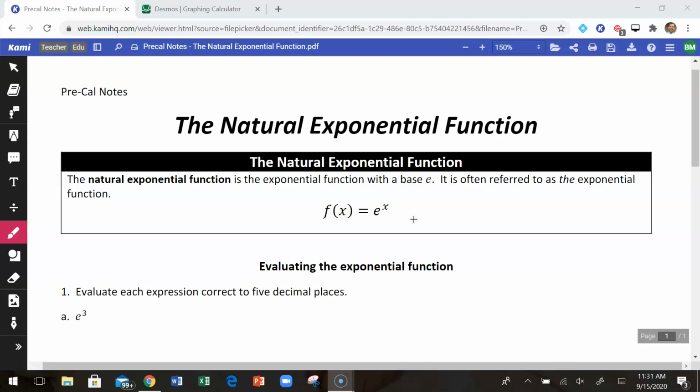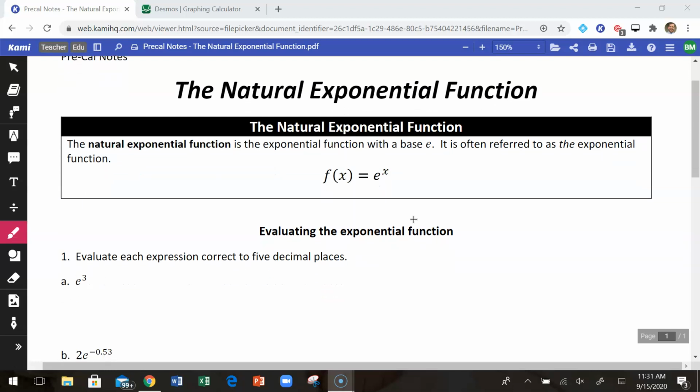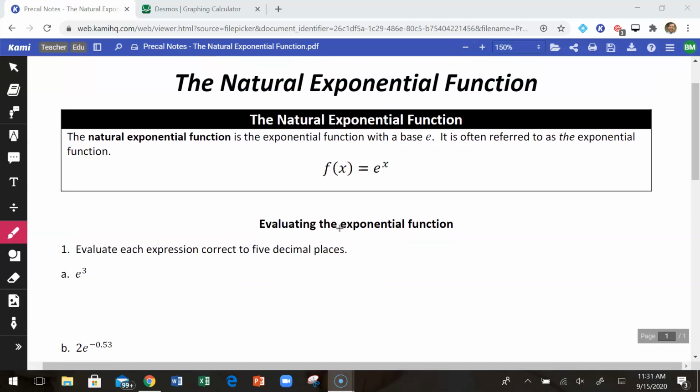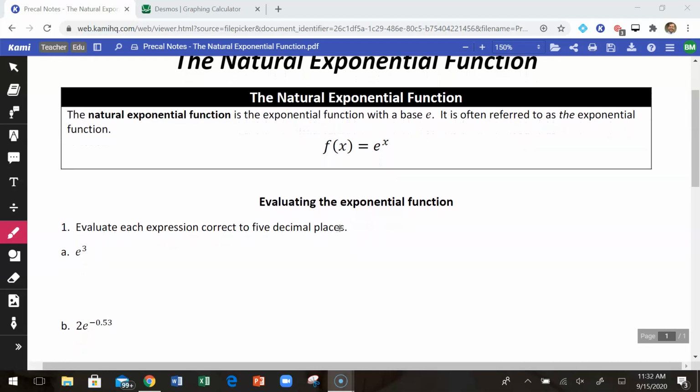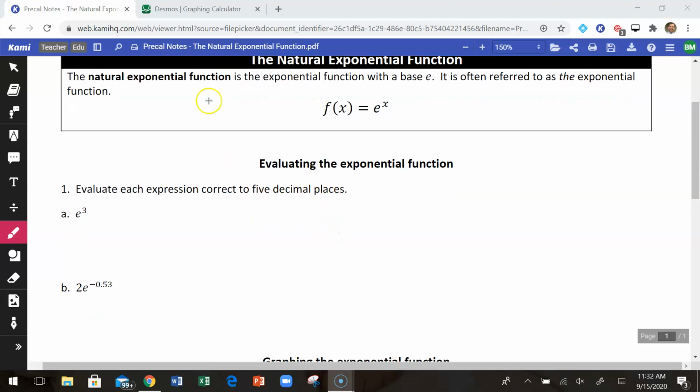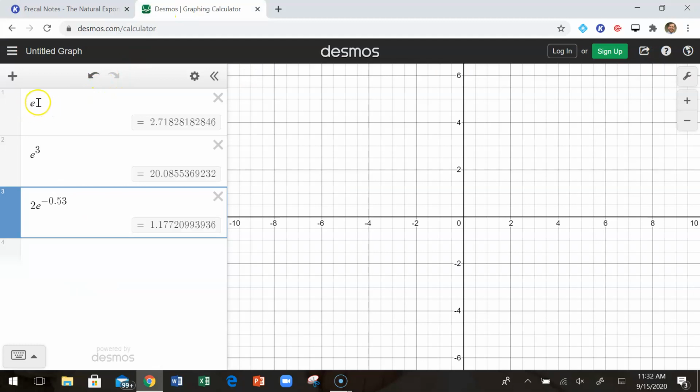So what is e? e is a constant, kind of like pi, where we have a never-ending decimal. But its use is essential with exponentials and logarithms when we get to that. So first of all, I just want to talk about what e is. And if we look at Desmos, before I evaluate these, I plugged in just e so that you can see the constant e is about 2.7.